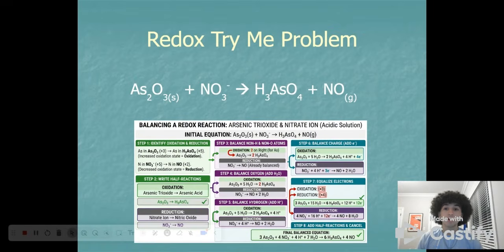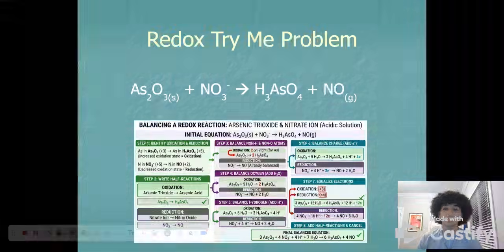Step 4, balance oxygen by adding water. For oxidation, left has 3 oxygens, right has 8, or 2 times 4. So you want to add 5 water on the left, so arsenic trioxide plus 5 water yields 2 arsenic acid. For reduction, the left has 3 oxygens, the right has 1, so you want to add 2 water to the right. Nitrate ion yields nitric oxide plus 2 water.